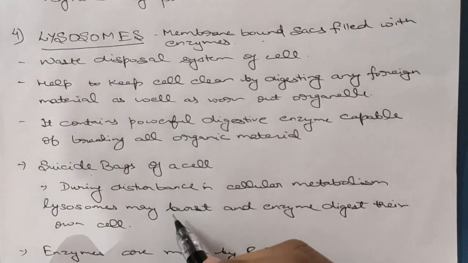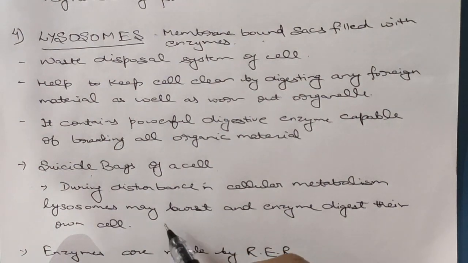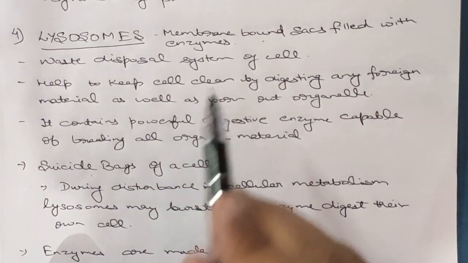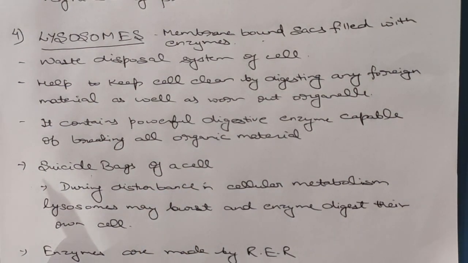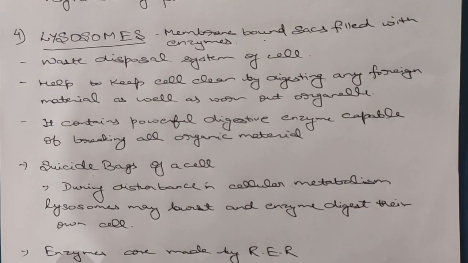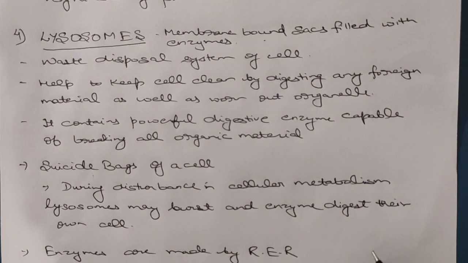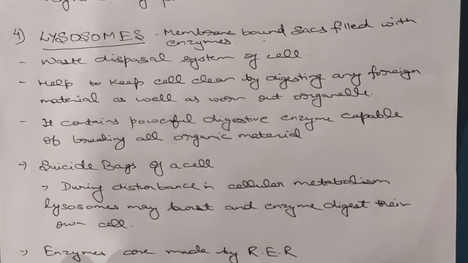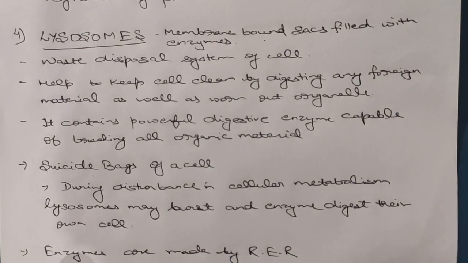You need to understand why it is called the suicide bag of the cell. An important function is that it helps to keep the cell clean by digesting any foreign material as well as worn out organelles. Getting it? So in today's video, we discussed endoplasmic reticulum, Golgi apparatus, ribosomes, lysosomes, meaning their structures and functions. The remaining cell organelles we will discuss in the next video.